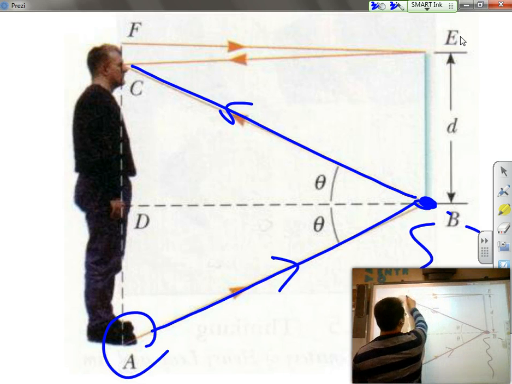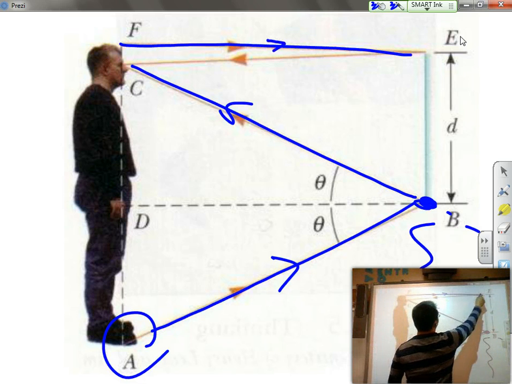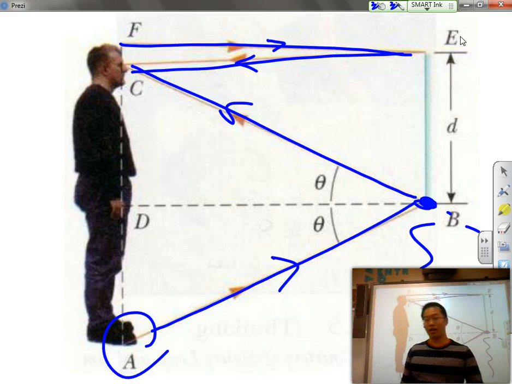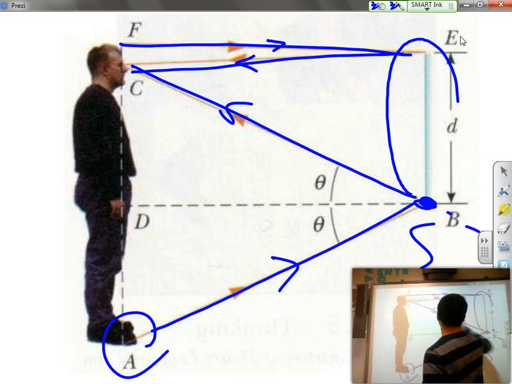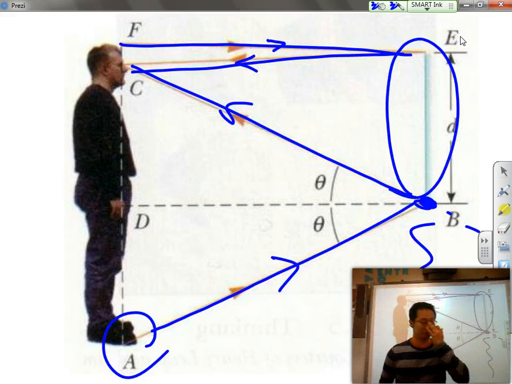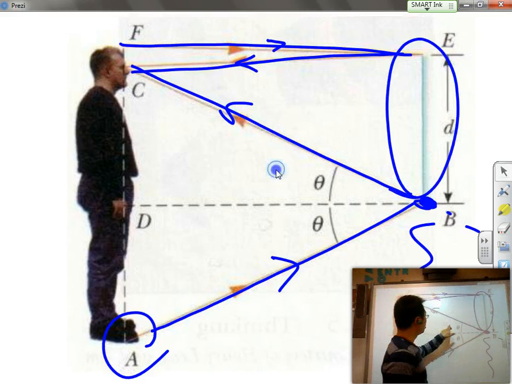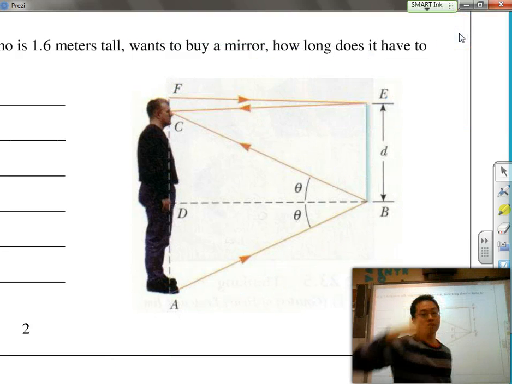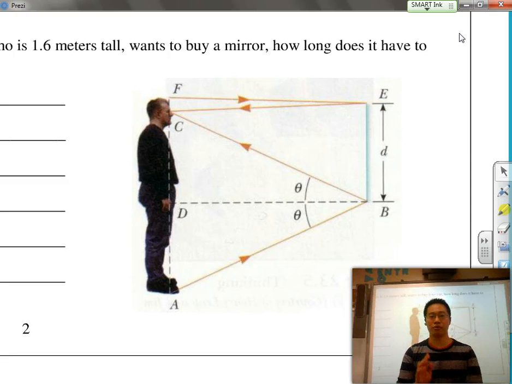So if the person's at the top of his head, if that goes in and reflects, then that's going to reflect back into his eye as well. So in the end, we ultimately only use the top half of the mirror. With any sort of plane mirror, you have to remember a few important rules.